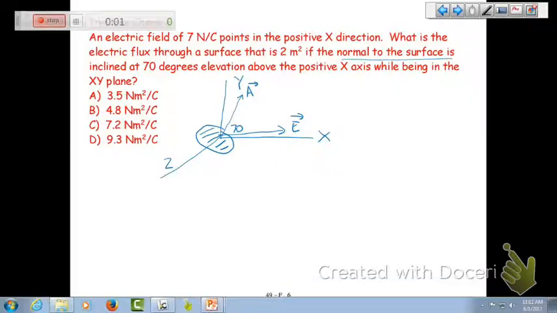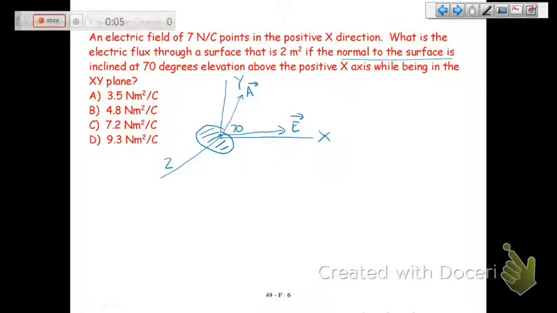So I'm going to remember that flux is equal to E dot A, which equals E times A times the cosine of the angle. I'll leave you with that bit and let you get on with it.